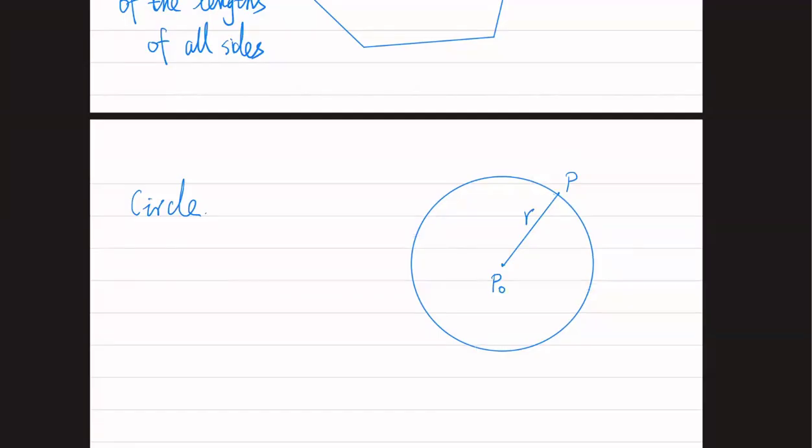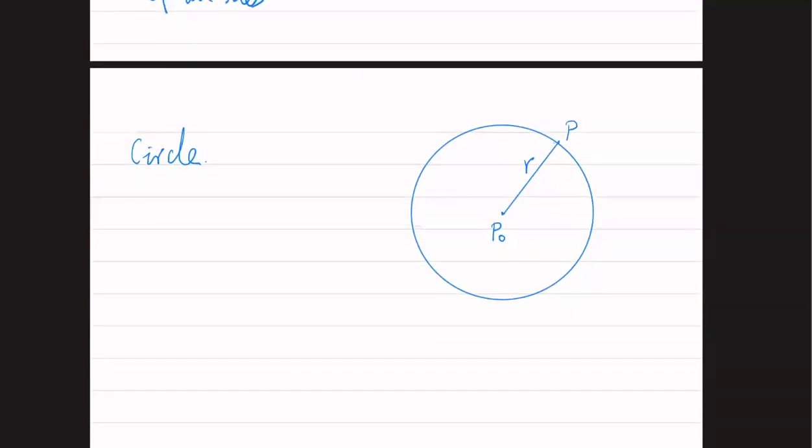What's the geometry of this circle? It consists of points whose distance to a given point P are the same. Okay. What does this mean?